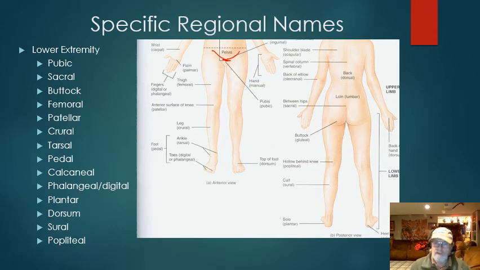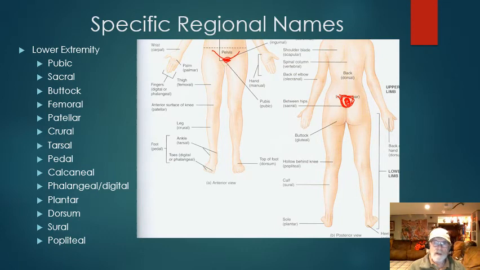But where the pelvis comes together in the front is called the pubis. The pubis is this area right in here. Okay, sacral. Sacral would be this area right here. When we start to talk about the vertebrae, the sacrum is part of the lower portion of the vertebral column, which sits down in that area. And that's called the sacral region.